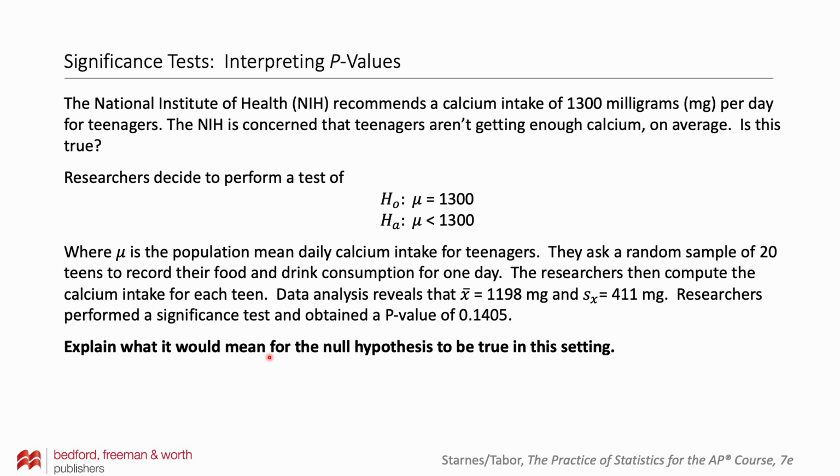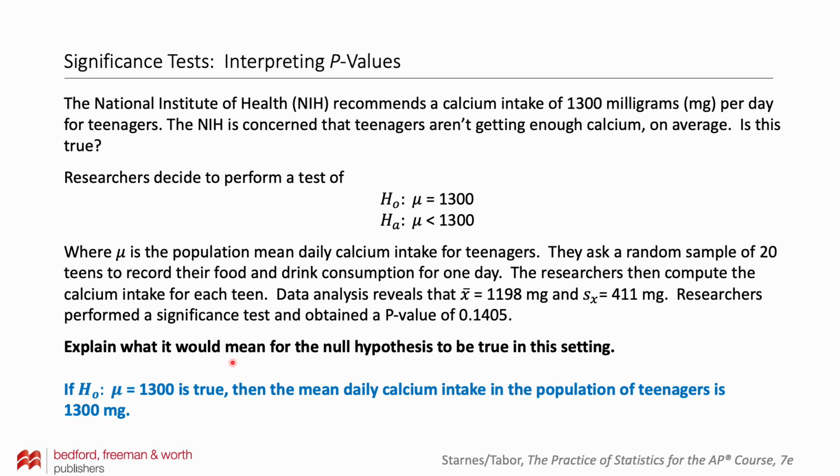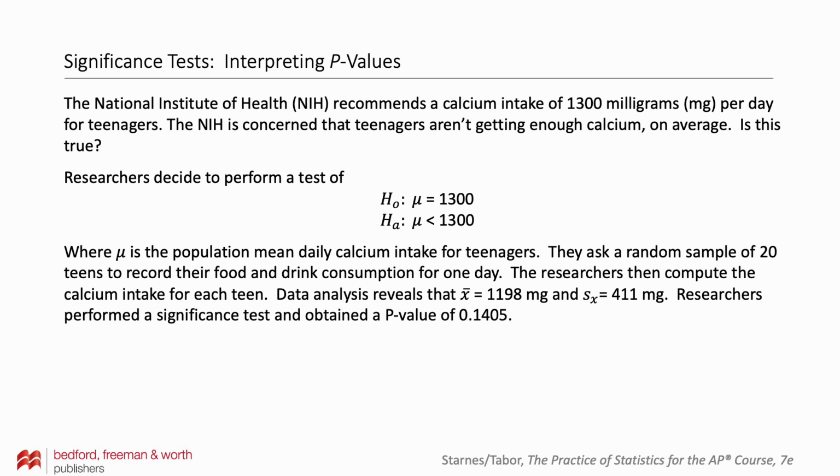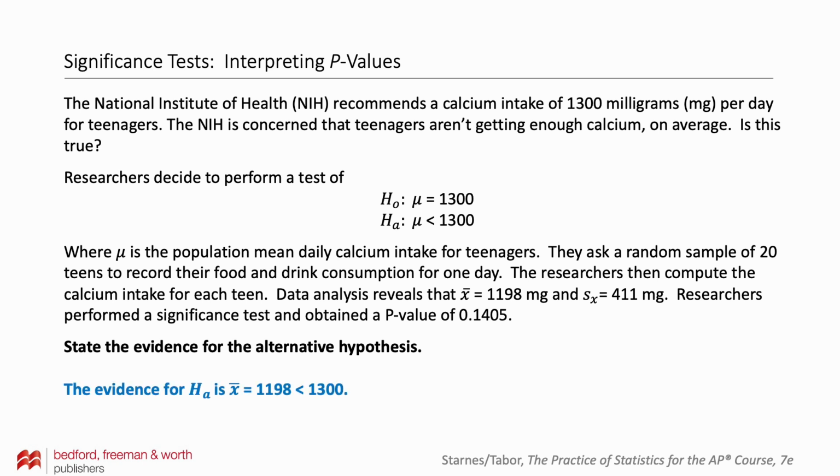Now they want us to explain what it would mean for the null hypothesis to be true in this setting. So if the null hypothesis is true, so mu is equal to 1,300 milligrams, then the mean daily calcium intake in the population of teenagers is 1,300 milligrams. Now, let's look at what the alternative would be. Here, they want us to state the evidence for the alternative hypothesis. So the evidence for the alternative is that our statistic, our X bar, equal to 1,198, is less than 1,300.